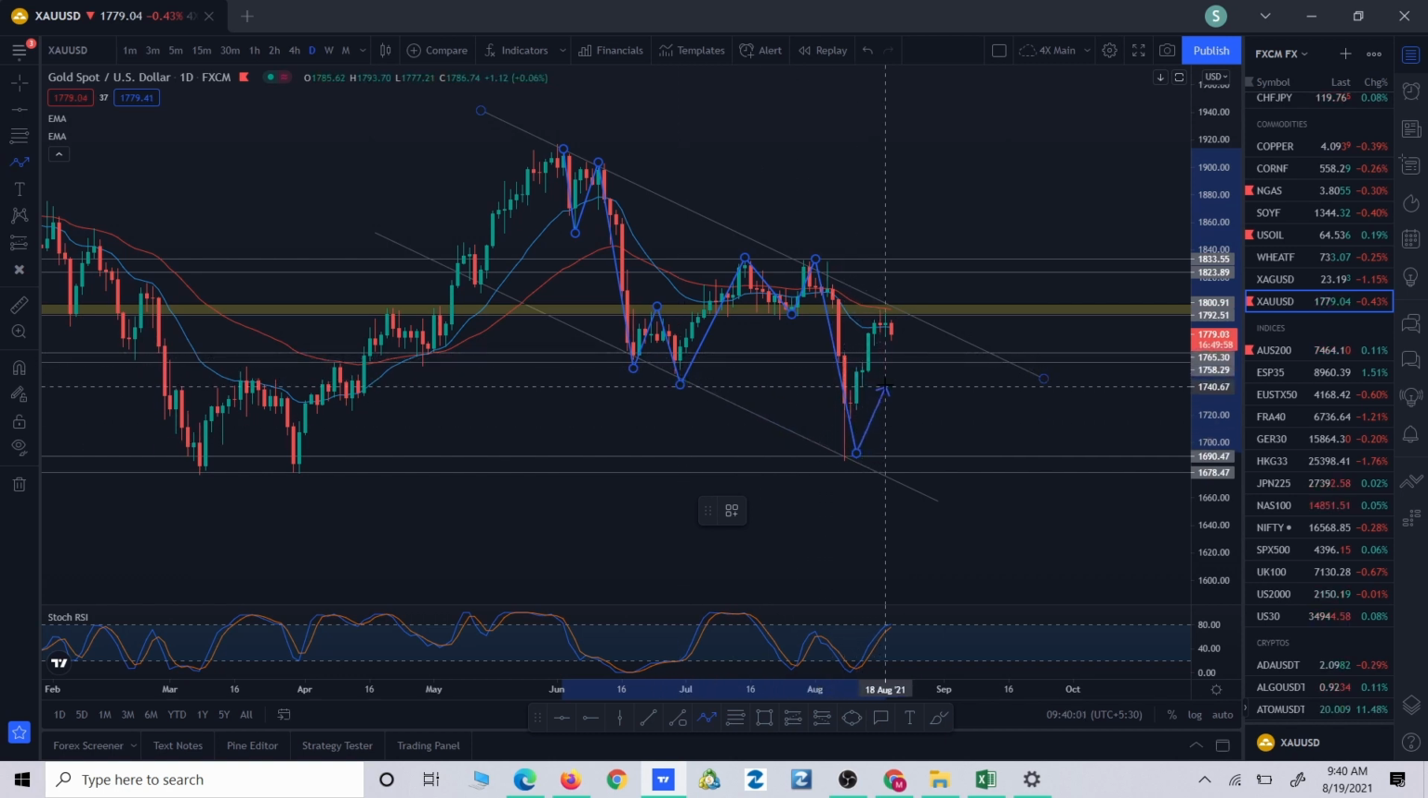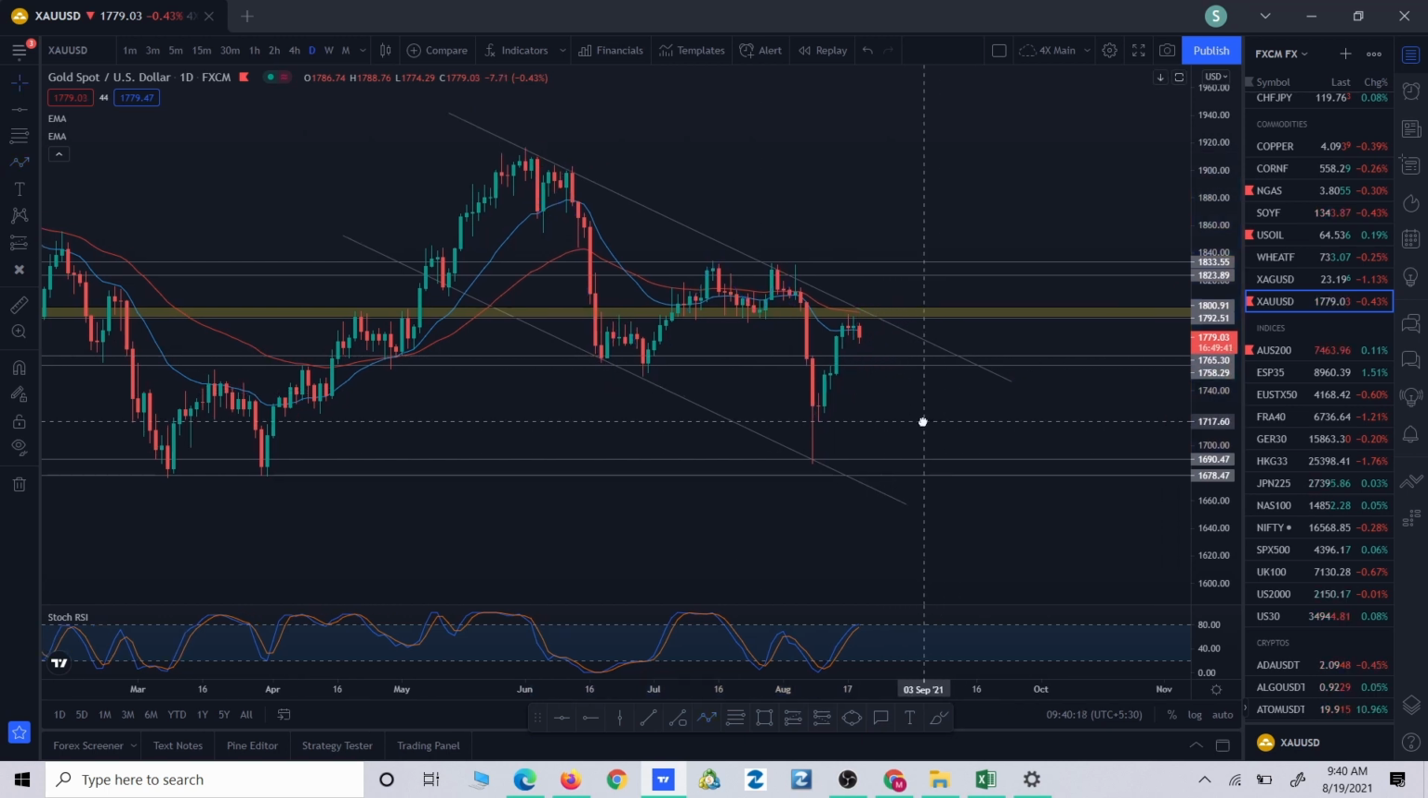So once we made this low, we expected the price to pull back to this particular zone and give us any kind of indication to go short, which we didn't get. And we also expected the price to pull back to this particular zone and look for any kind of shorting opportunity.